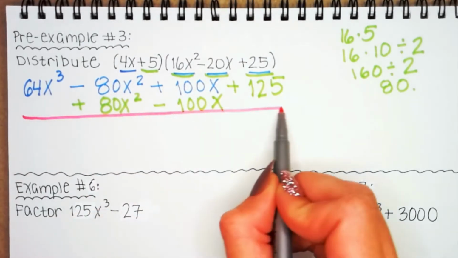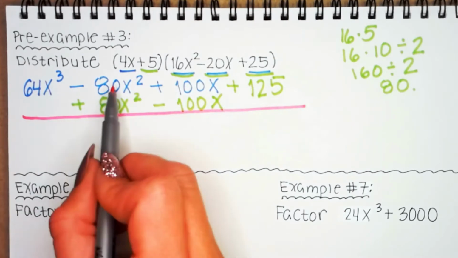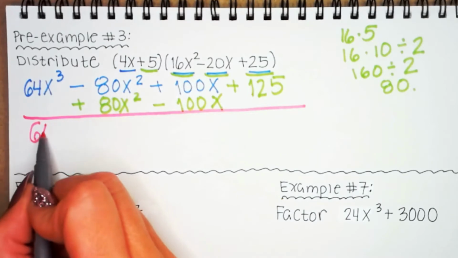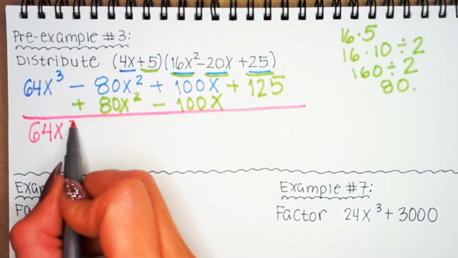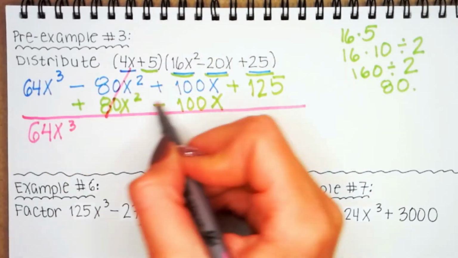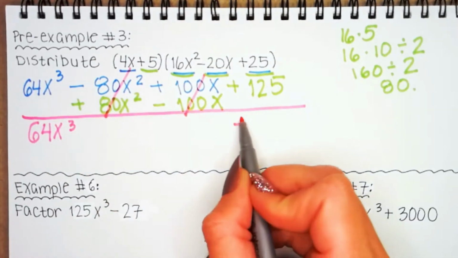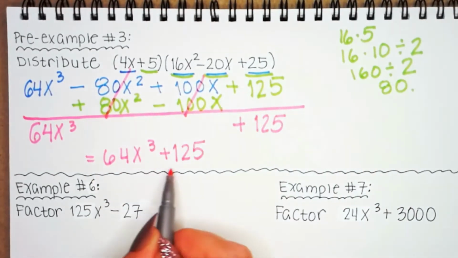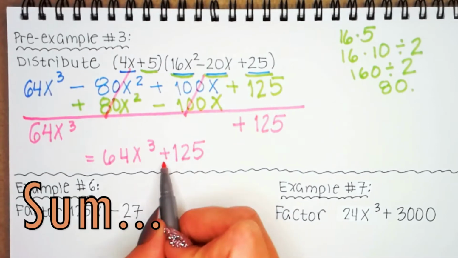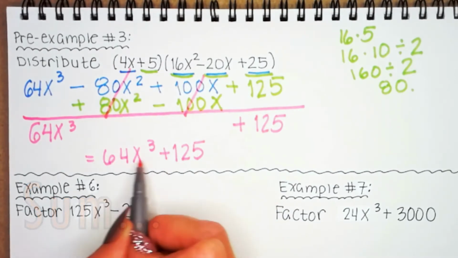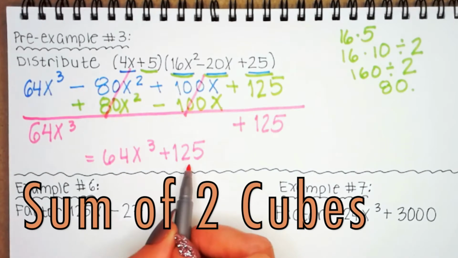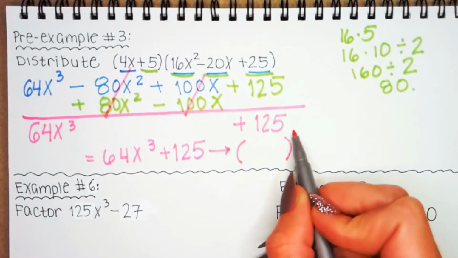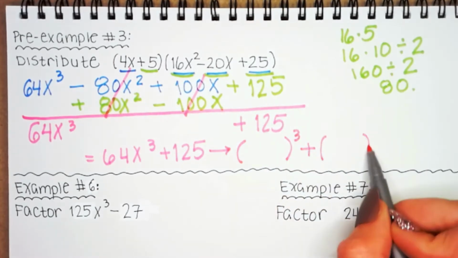By stacking like terms vertically, it helps us not miss anything and stay more organized. What I end up with is 64x to the third plus 125. This right here is the sum, the result of the addition operation, of 2 cubes. What are cubes? Cubes are the result of something being raised to the third power.